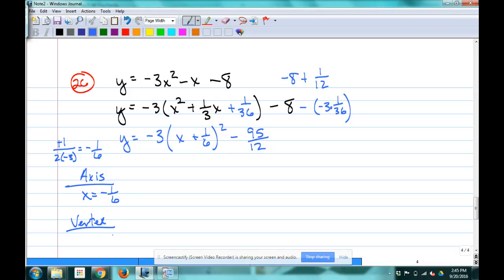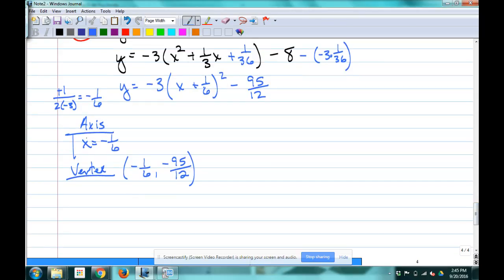Since we've got it in vertex form, I can do that. If I want to get that y value otherwise, I can take this negative 1/6 and plug it into this original problem and work it out. It's going to get me that same number. If it doesn't, something went wrong. Okay. So there's our axis of symmetry.